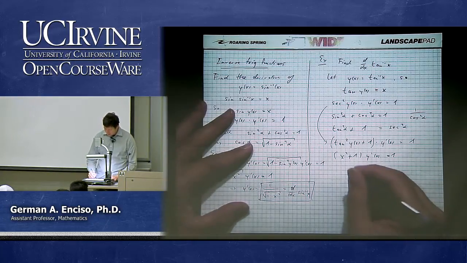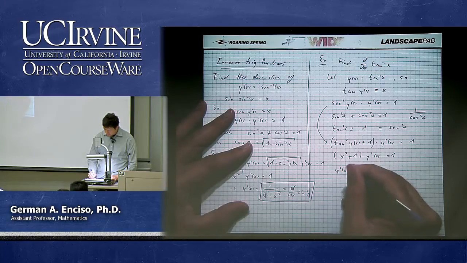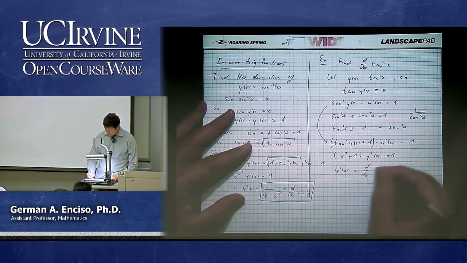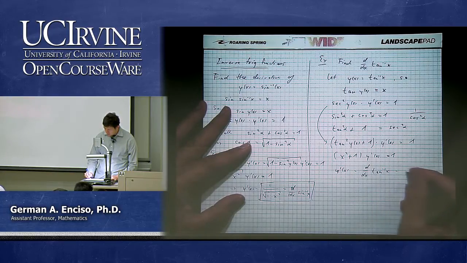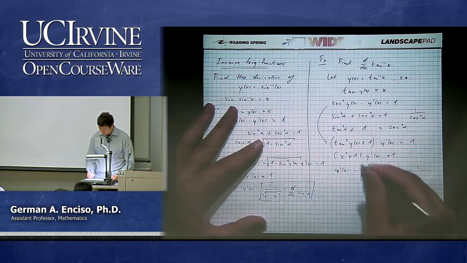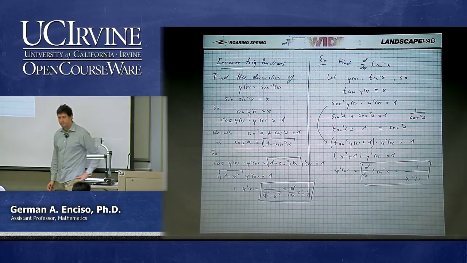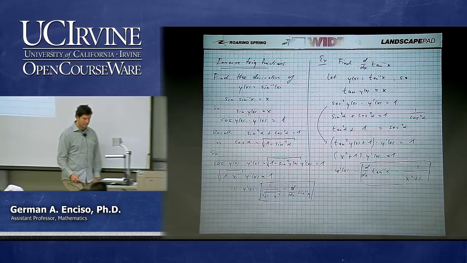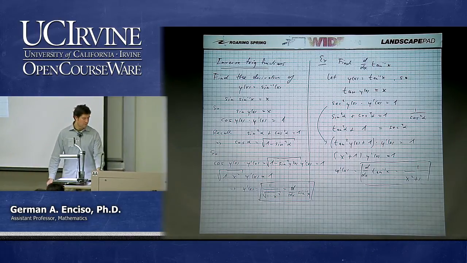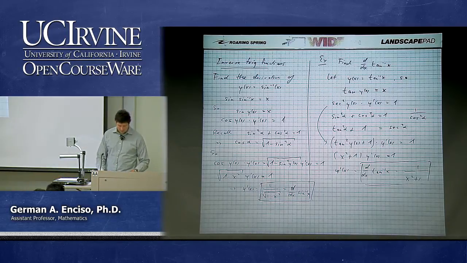Okay. Therefore, y prime, or the derivative of the tangent minus 1 function, is 1 over x squared plus 1. See, we're getting all kinds of fun identities from these implicit functions. Do you have any questions?